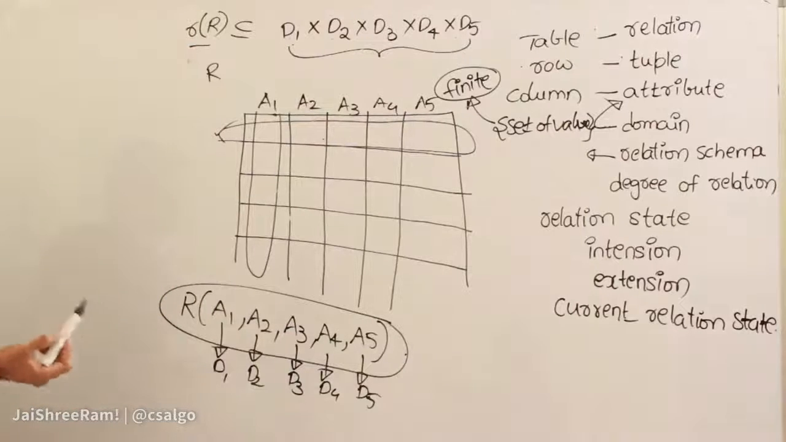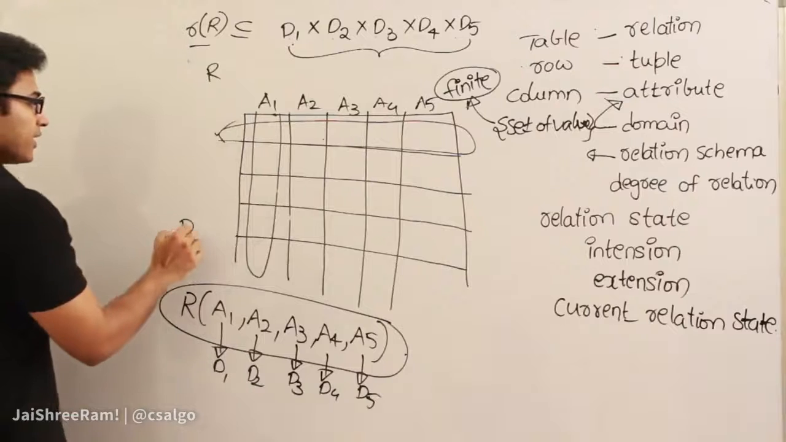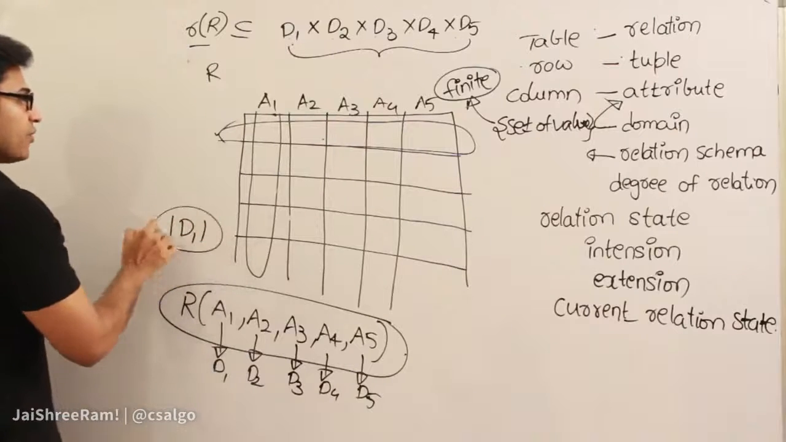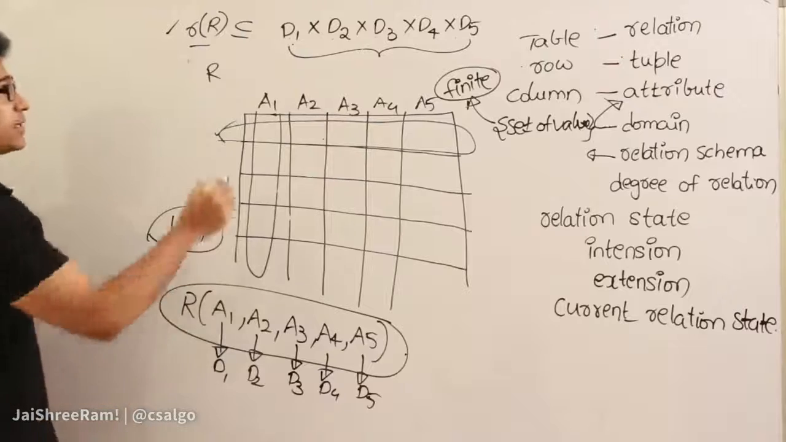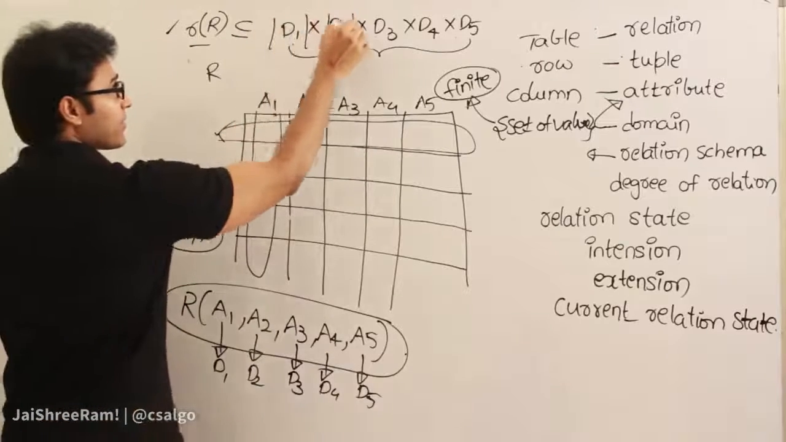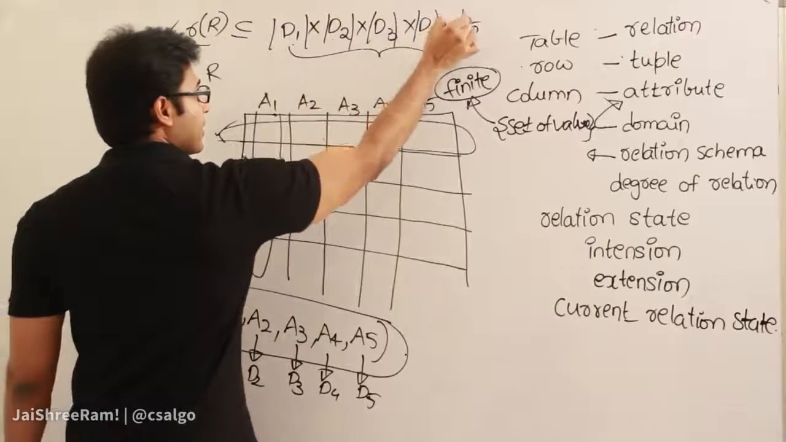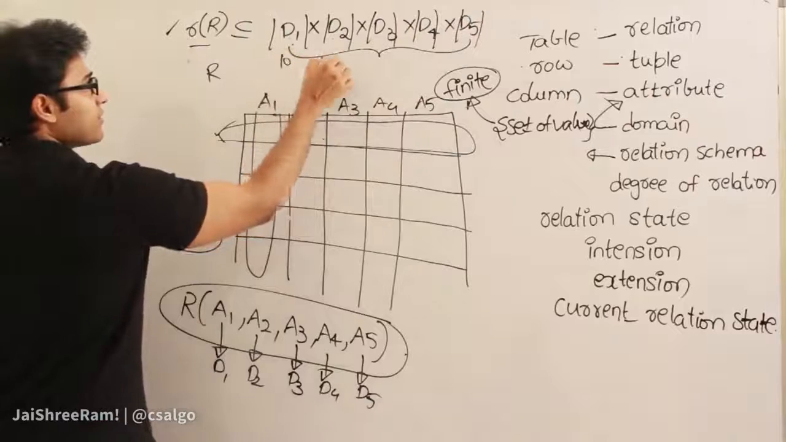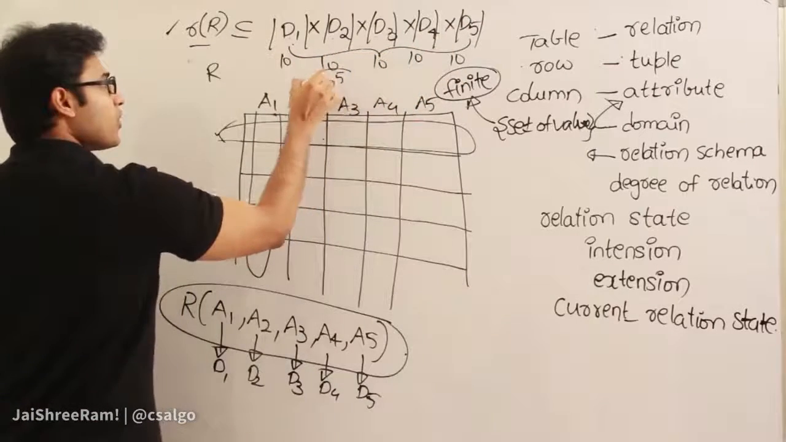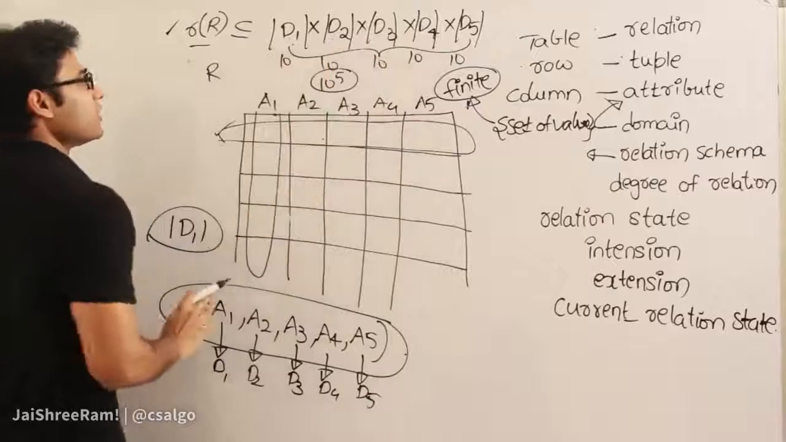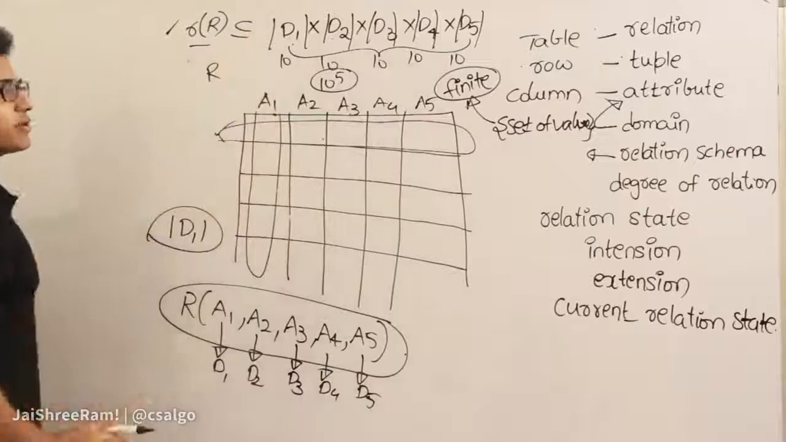Then how many total elements can be possible? That depends on the cardinality of each set, right? So let us say the cardinality is represented like this. Then how many rows will be possible in the worst case? If the cardinality of each of these is 10, 10, 10, 10, 10, then 10 to the power 5 rows are possible with all these combinations, and all those rows can be present in your table, right?